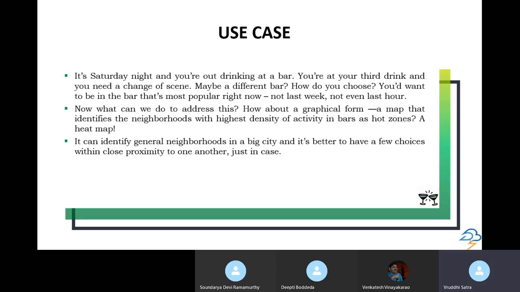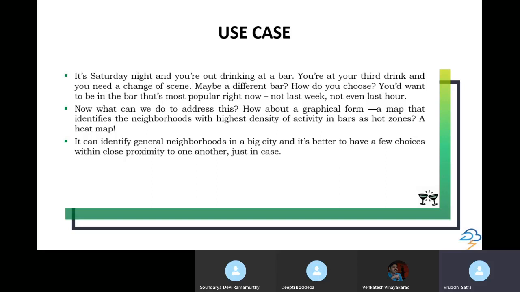Even the latest ratings on Google are a week old, and you don't want to go to a place that was popular last week or yesterday or even last hour for that matter. You want to know where the action is right now. So how do you address this problem?